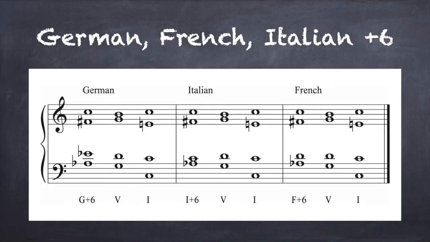The first is the German augmented sixth chord. The German is the most common of the augmented sixth chords. It's abbreviated G plus 6. It is most often built on a note a minor second above the root of the 5 chord. This note is the sounding root of the chord. Theoretically, it will not look like a root. It cannot be placed on all lines or all spaces, but when played, it will sound like the root.